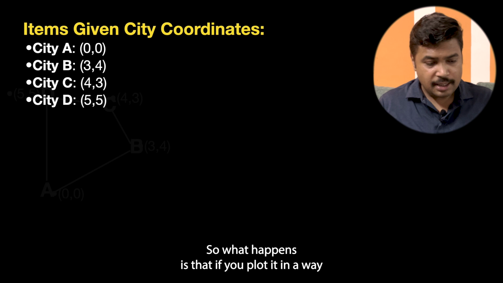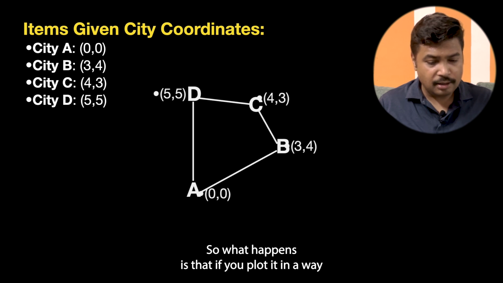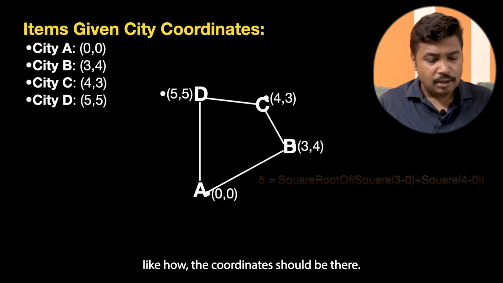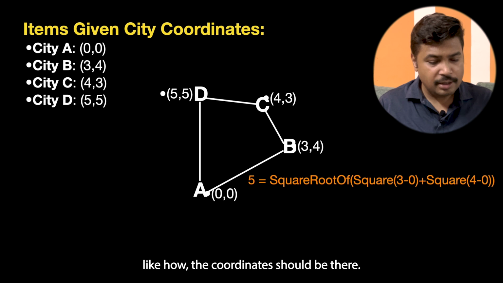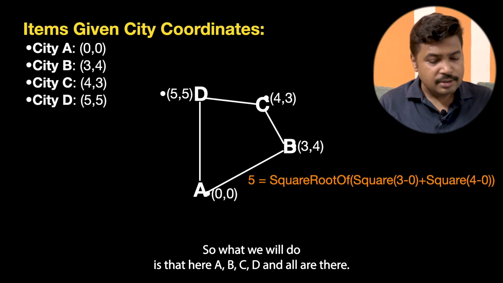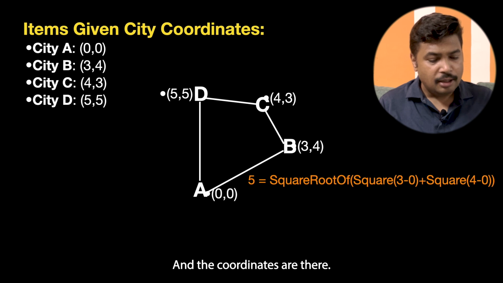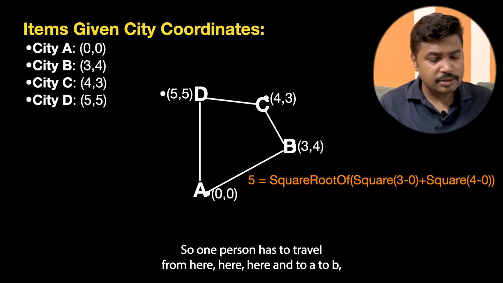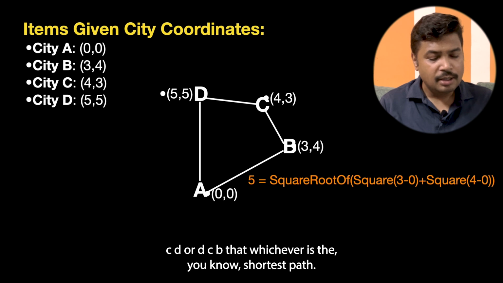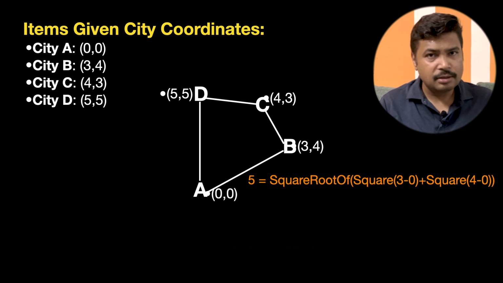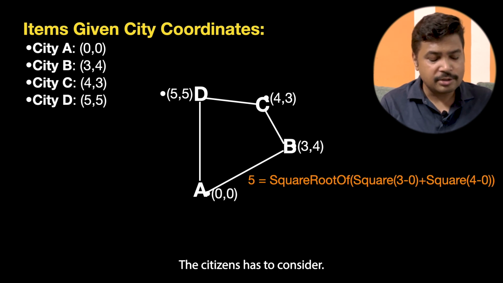So what happens is that if you plot it, this is how the coordinates would be. Here A, B, C, D and all are there, and the coordinates are there. One person has to travel from here to A to B, C, D, or D, C, B, whichever is the shortest path the salesman has to consider.